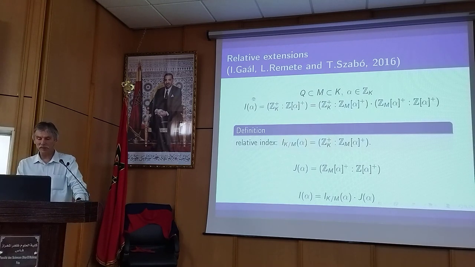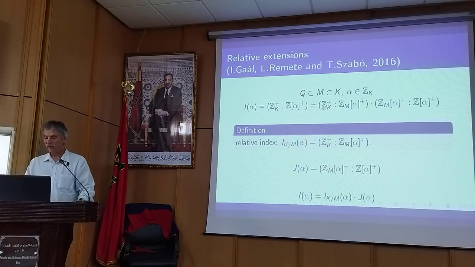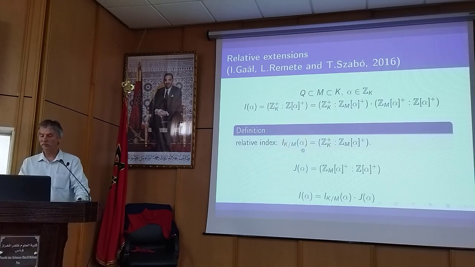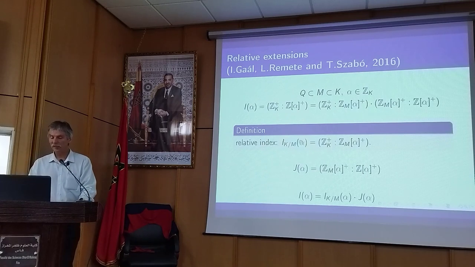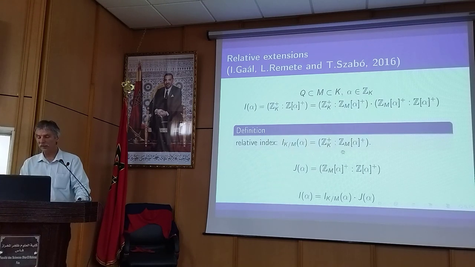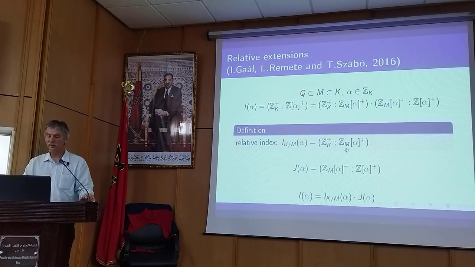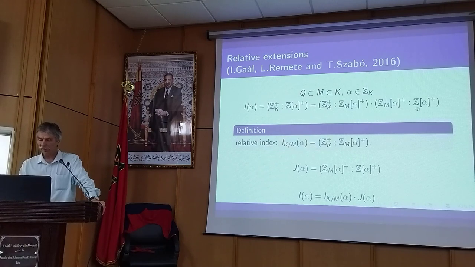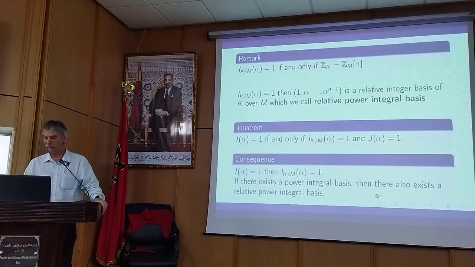As I have mentioned at the beginning of my talk, if there is an intermediate field M, then the index of any algebraic integer can be factorized. And this first factor, this is what we call the relative index of alpha. So alpha is an algebraic integer in the number field K. M is an intermediate field. And this is the relative index of alpha with respect to this intermediate field M. And of course, the index has a second factor, and the index is equal to 1 if and only if both of these indices are equal to 1.